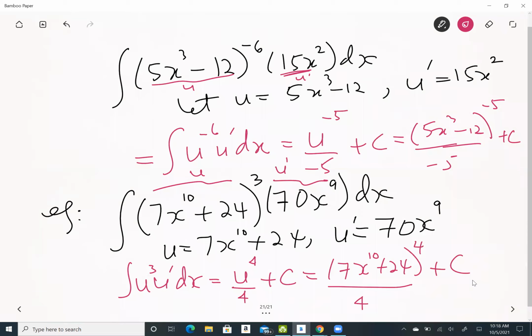Okay, good. All right, do you get it? Anybody who has a question or any concern about this? Okay, so you have to have u to the power of n multiplied by u prime. Then only we can integrate by the power rule. Okay, all right.